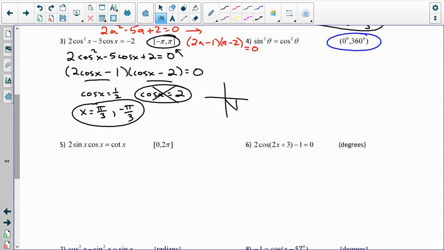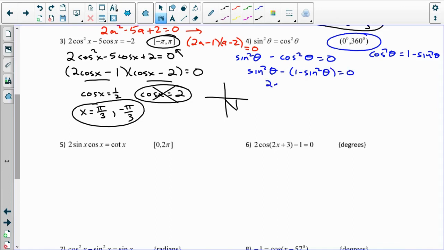Number 4, sine squared equals cosine squared, and my domain is from 0 to 360. What I'm going to do here is subtract cosine squared to the left side. I could have subtracted sine squared to the right side. Either one would have been fine. This is just the one I chose. Now, this is a little bit complicated, but if I remember that cosine squared is equal to 1 minus sine squared, now I can get everything in terms of the same trig function, and that's often what I'm going to want to do.